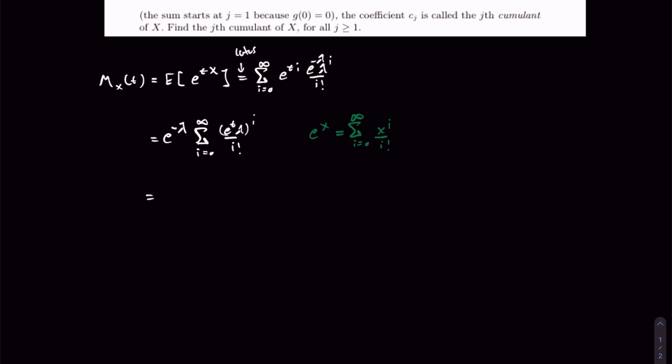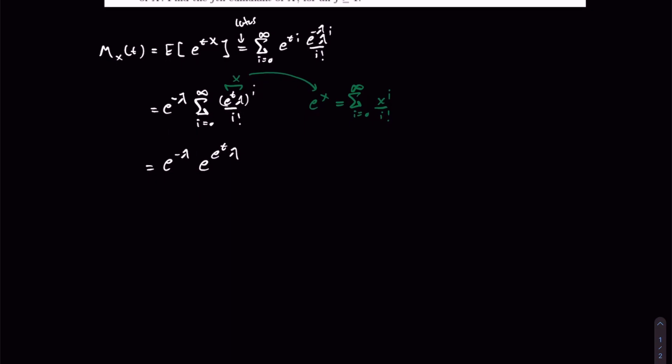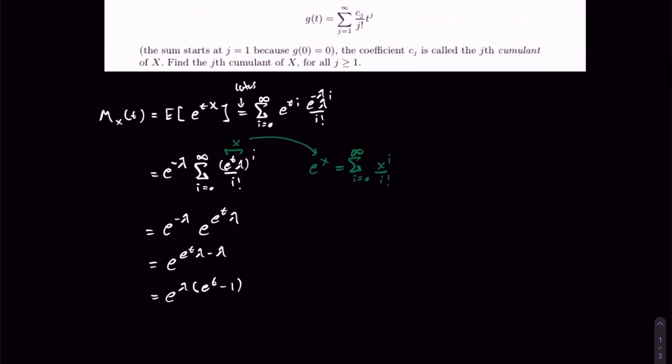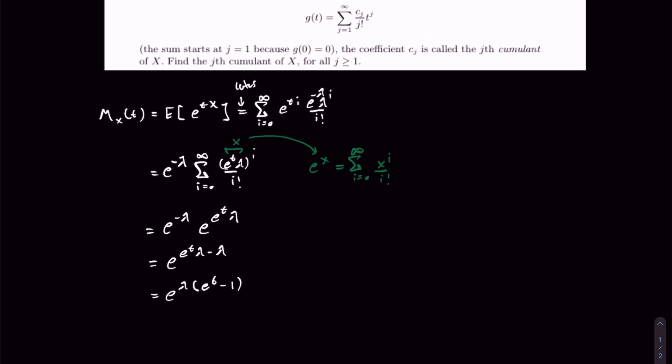Okay, and we see now that this thing in here is in fact x. So we're going to use this and just write e to the lambda e to the t. All right, and that can be simplified a little bit. So this is now e to the lambda e to the t minus lambda. We factor out lambda, which gives us e to the lambda times (e to the t minus 1). All right, we just derived the MGF of the Poisson to start off. A little bit of a warm-up.